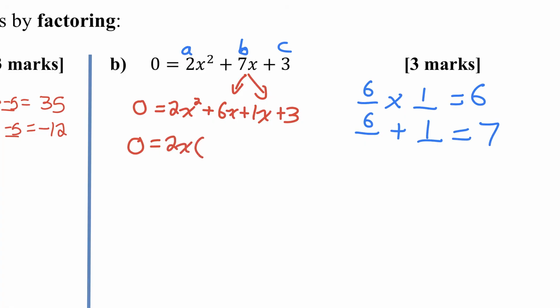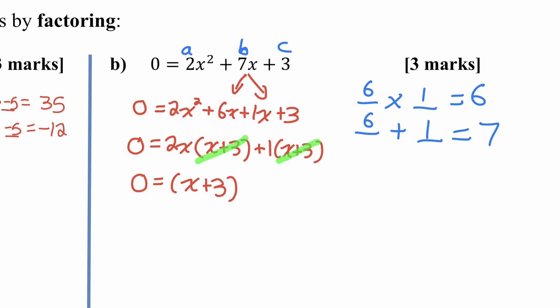When I divide them both by 2x, I get x plus 3. And for the last two terms, all I can common factor out from that group is just a 1. Now I notice I have a common binomial of x plus 3, so I can common factor out the x plus 3 from both terms. And when I do that, I'm left with 2x plus 1 as my second factor.